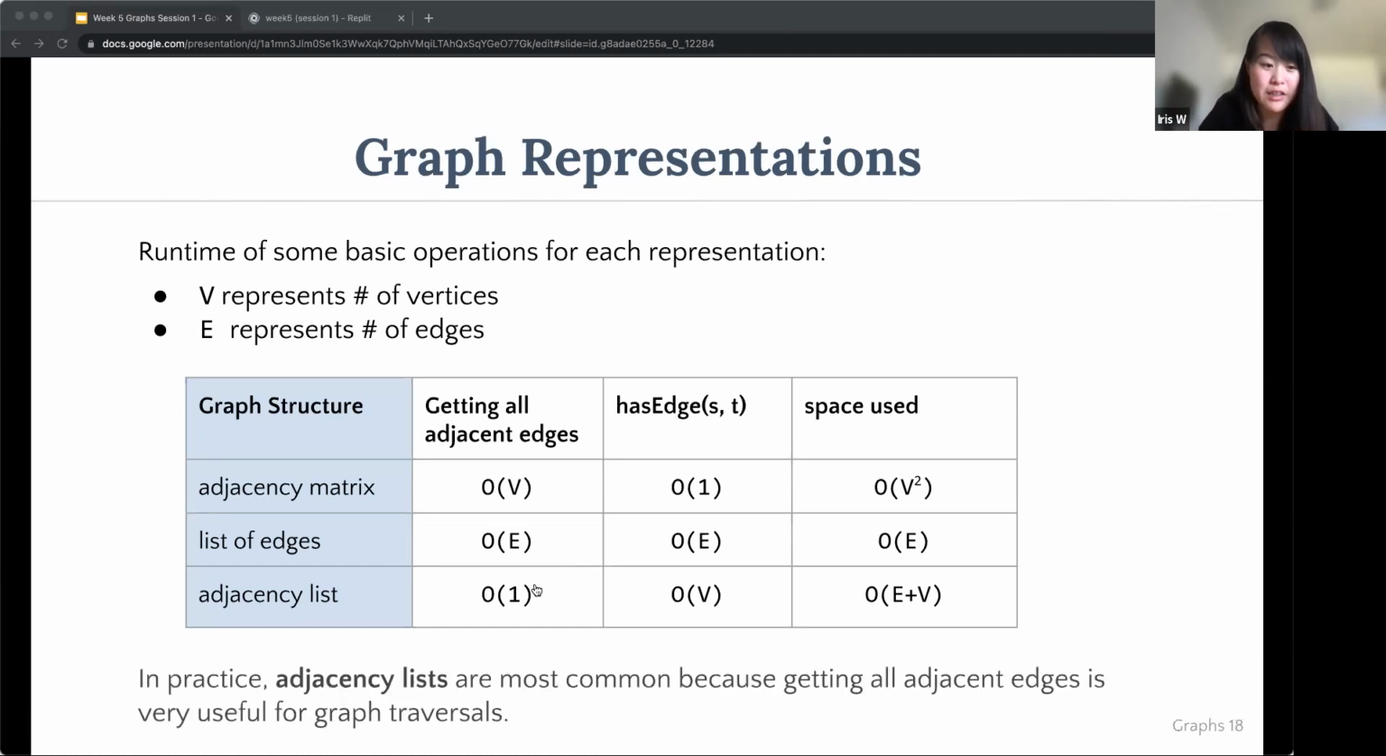But generally, a lot of times what you'll often use are adjacency lists. The reason behind that is oftentimes when you're dealing with a graph, you're running BFS or DFS, and getting all the adjacent edges is very useful when you're trying to traverse the graph. And if you look at the chart right here, if you're trying to get all the adjacent edges, the adjacency list has the best runtime for that operation.